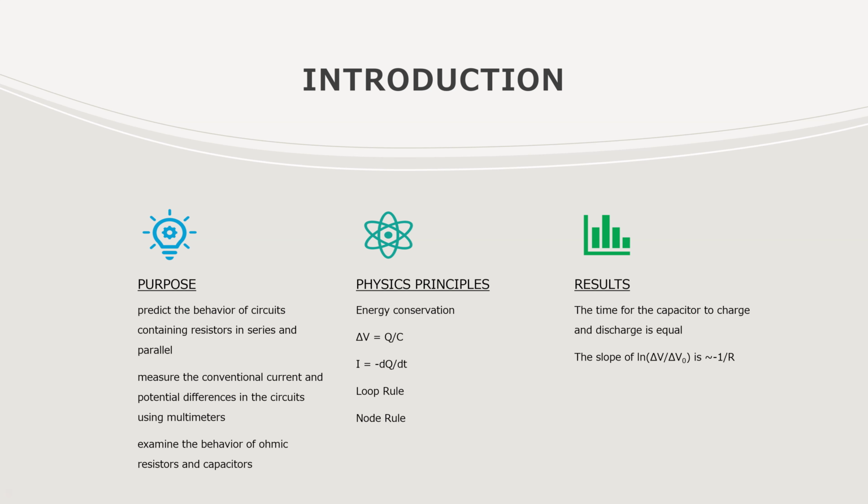The physics principles I used in this lab were delta V equals Q over C and I equals negative dQ over dt, which were all useful in calculating R, the loop rule, and the node rule to calculate the conventional current. The results proved that the time for the capacitor to charge and discharge is equal, while the slope of ln of delta V over delta V naught is equal or approximately equal to -1 over the R value.